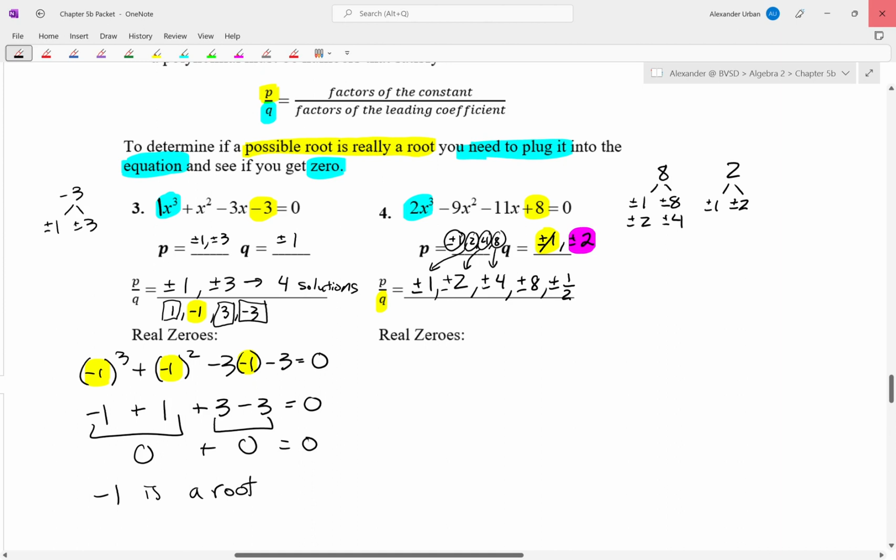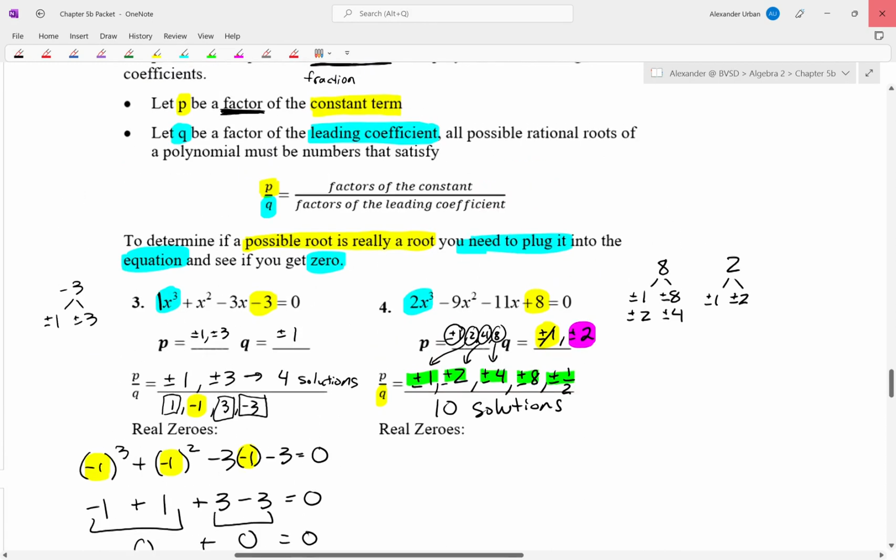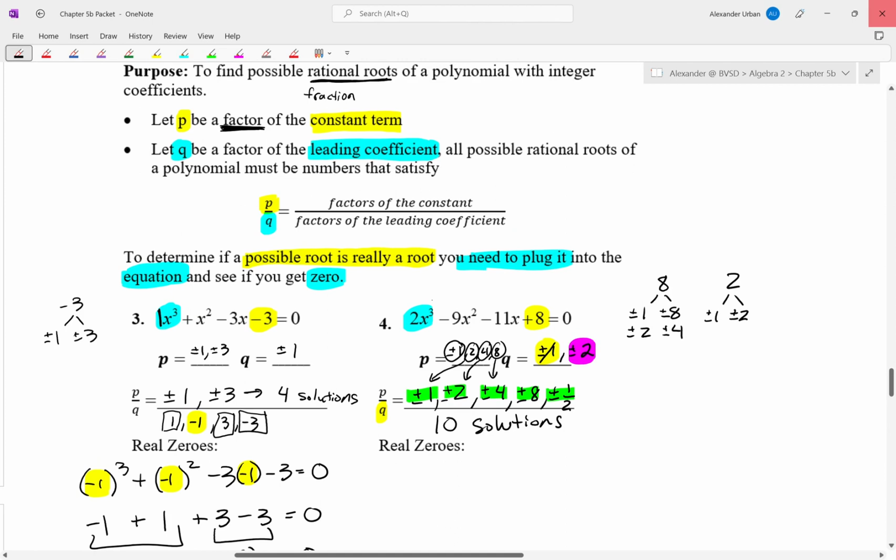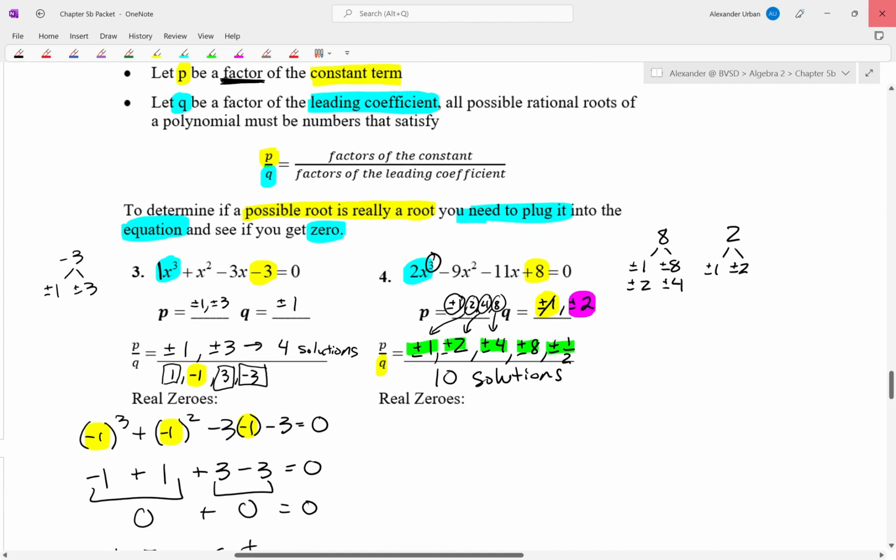So we end up with some repeat answers. We don't relist them as possible answers. They're already given to us. So I want us to count this out. This is, let's see, 2, 4, 6, 8, 10 possible solutions. So 10 solutions that are possible. And we know from up above that we really only have 3 real solutions that are available.